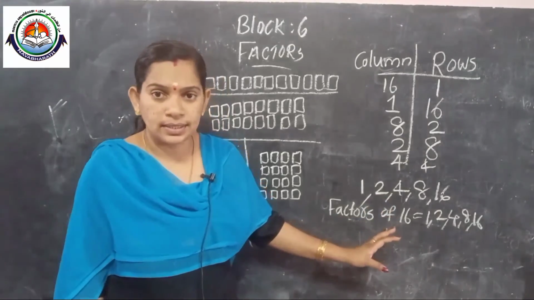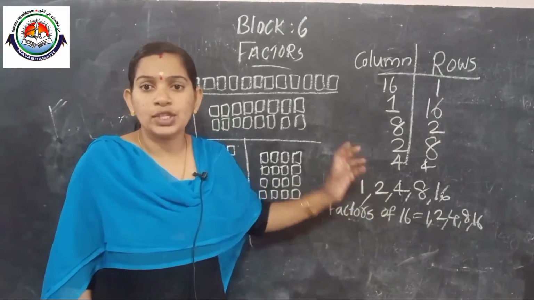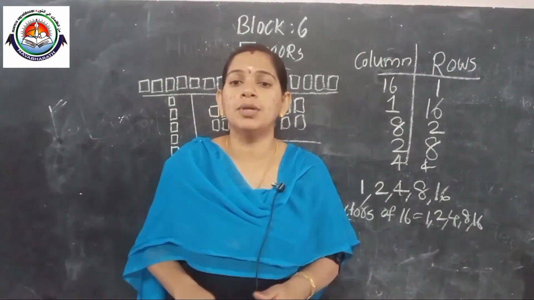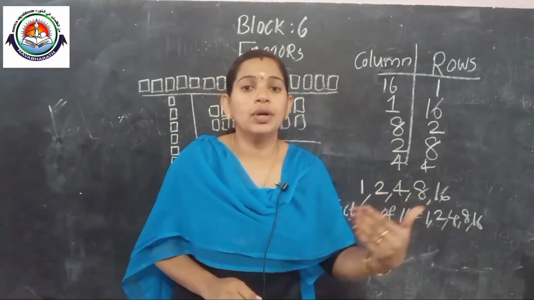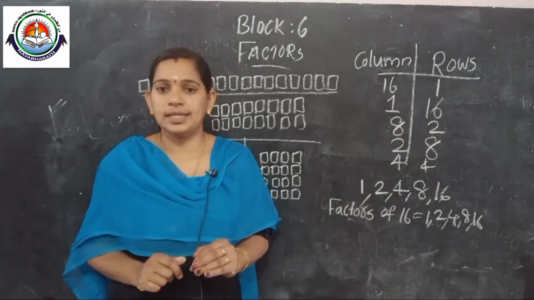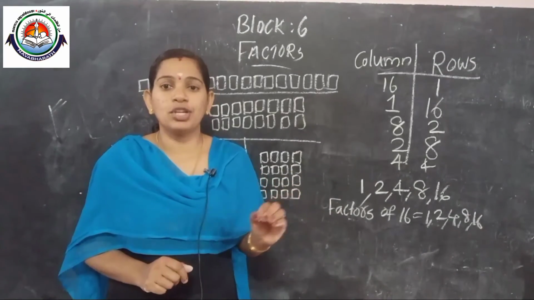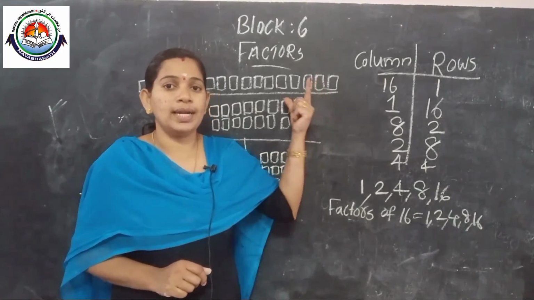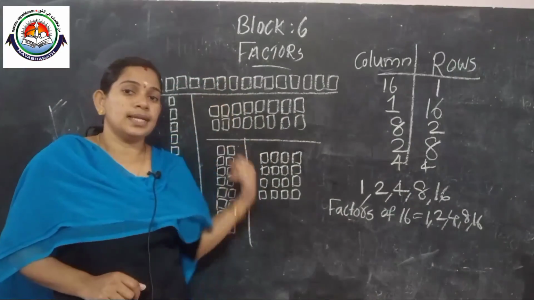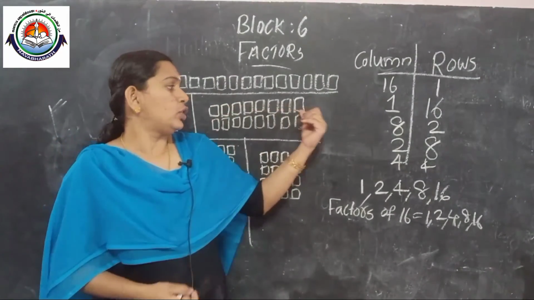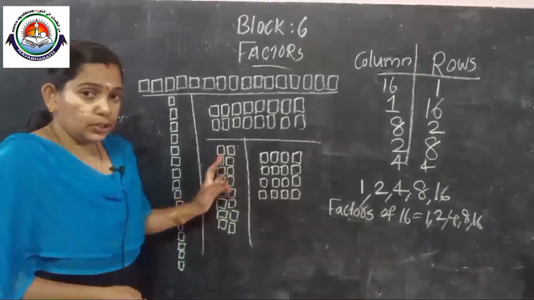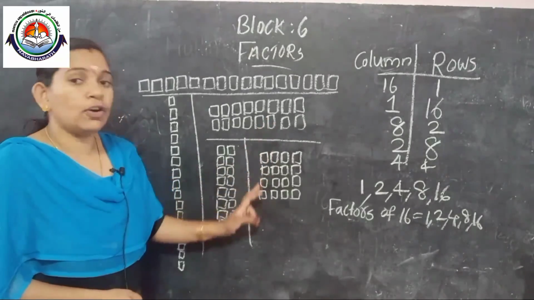Now you find out how to find the factors using paper pieces, like the tiles in your textbook. Most of you are staying at home and can't go outside, so we are using paper instead of tiles. Now it's clear how to arrange 16 paper pieces. One is 16 columns, another is 16 rows. Next 2 rows and 8 columns, then 2 columns and 8 rows, then 4 columns and 4 rows.